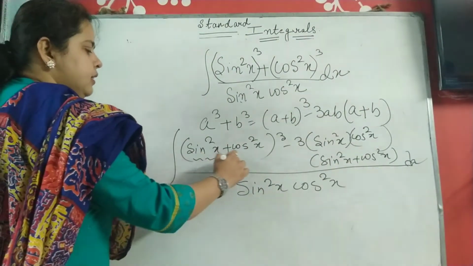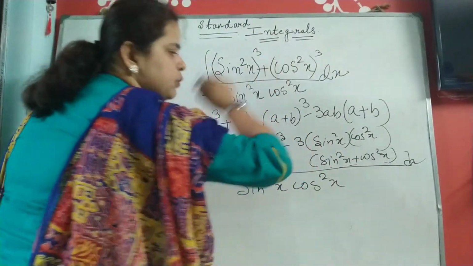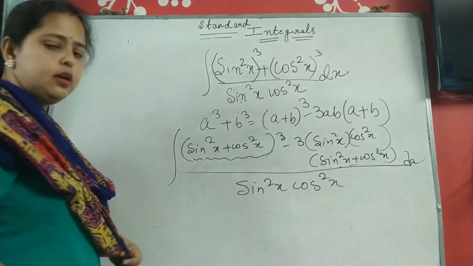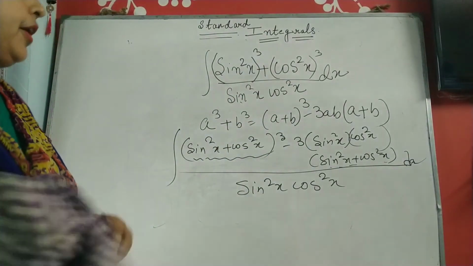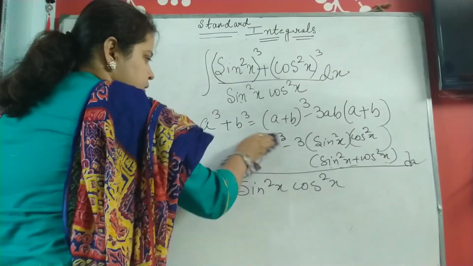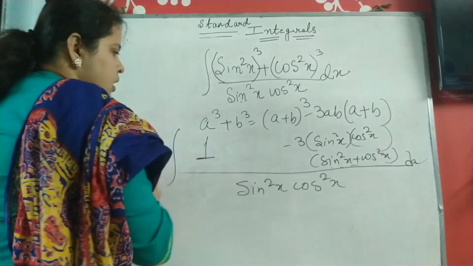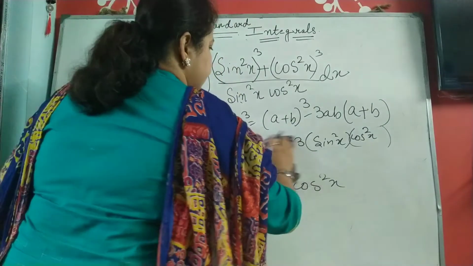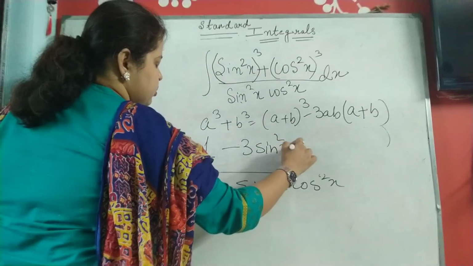So this entire thing becomes how much? 1. This entire thing becomes how much? 1. So after making this one 1 and that one 1, what am I getting? So let us see. After putting here 1, I am writing 1, you can see, and this is also 1, so I am not writing this entire thing. So the numerator is now reduced to this.